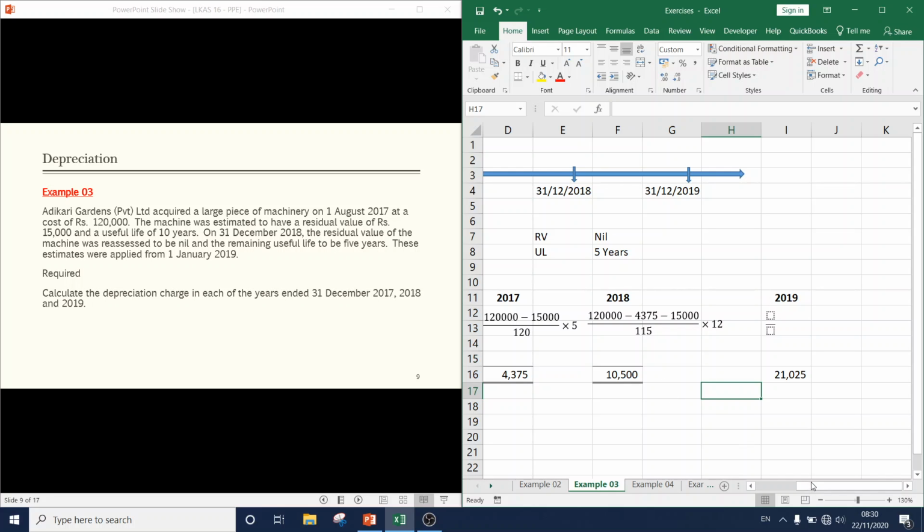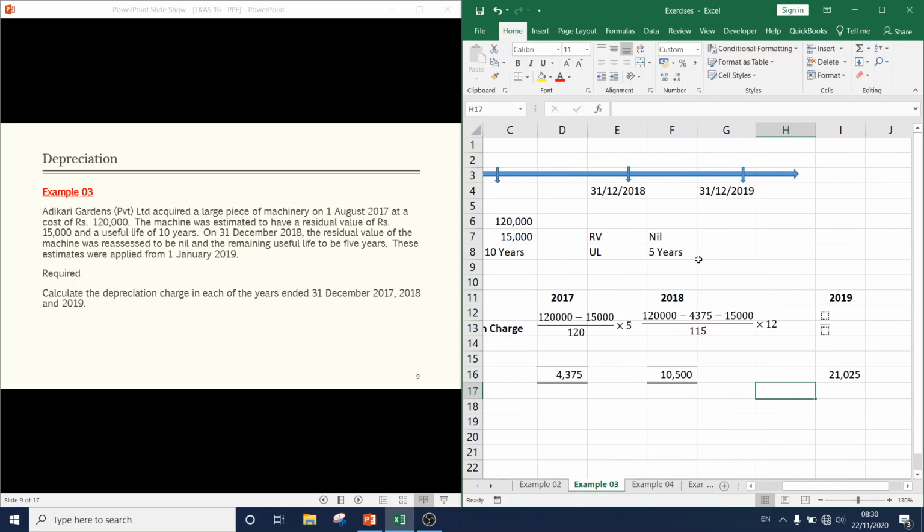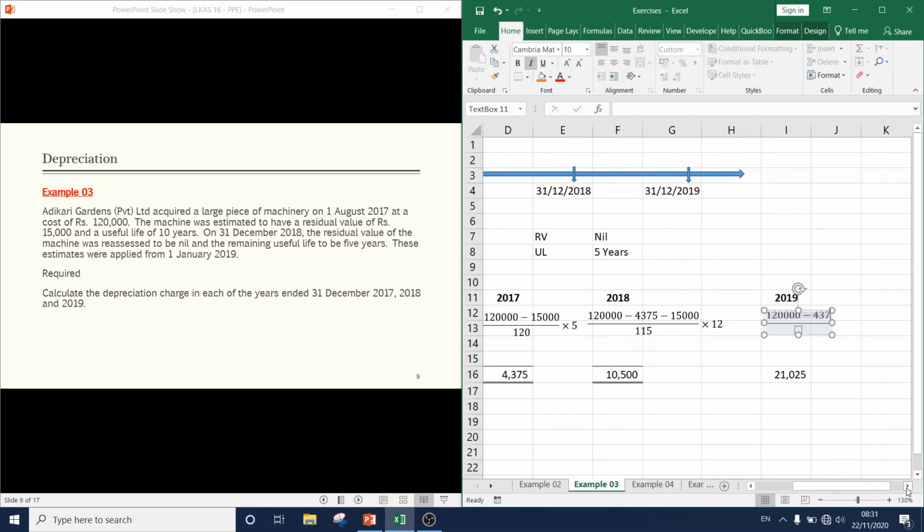2019. Now the impact of the change in estimates affects our depreciation as well. We are going to depreciate for this year from 1st of January 2019 to 31st December 2019. Now we need to determine the depreciable amount. The cost of the asset was this much. We have already depreciated for the year 2017 this much, and for 2018, 10,500. So this should be the carrying amount as at 1st of January 2019. From that, we need to deduct the residual value.